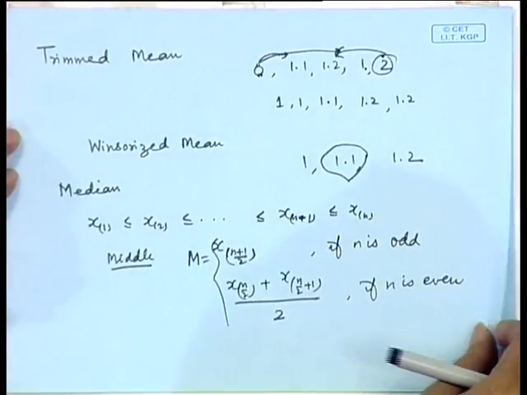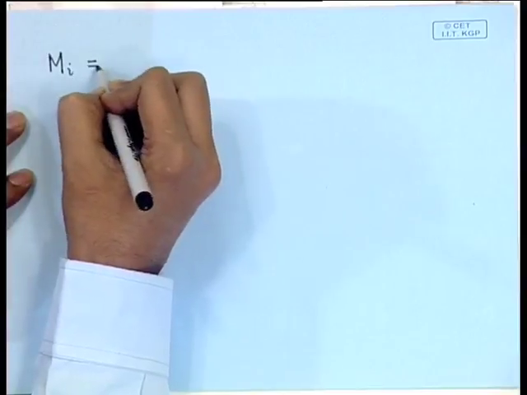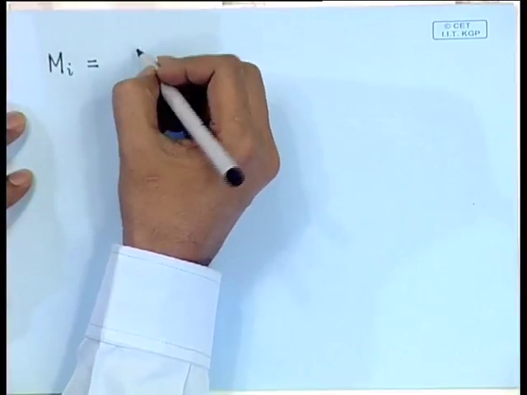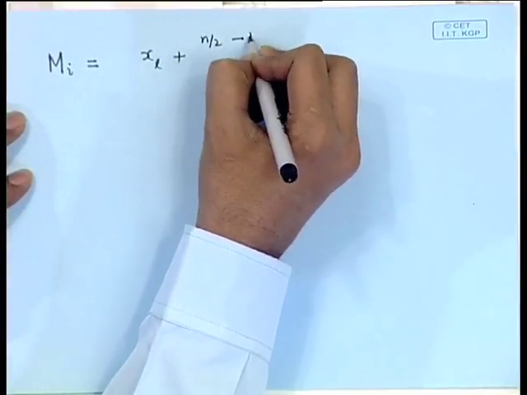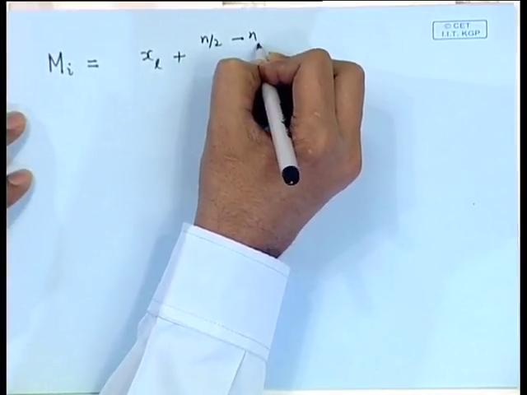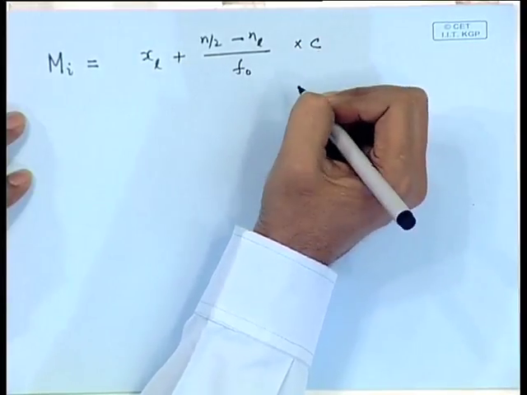So, when we have raw data, we can order them in a sequence and find out the median using this technique. However, if I have a frequency distribution, then one may consider the following. It is written as m is equal to x L plus n by 2 minus n L divided by f naught into C.